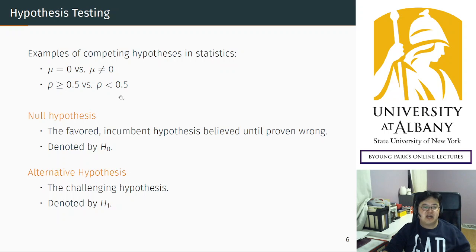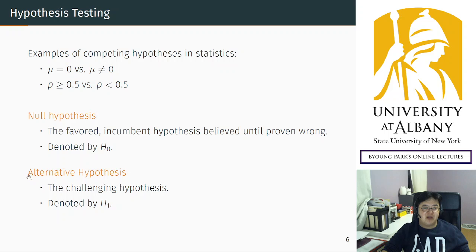And we will call these hypotheses the null hypothesis and the alternative hypothesis. The null is the favored, the incumbent hypothesis. So it will be believed until it is proven wrong, right? It's like in the earlier example, it plays the role of incumbent. And we usually denote it as H0, the null hypothesis. We call this null hypothesis because it has no evidence, and I just believe it, and it will be believed if there is no evidence at all. So just like out of emptiness, it's a hypothesis.